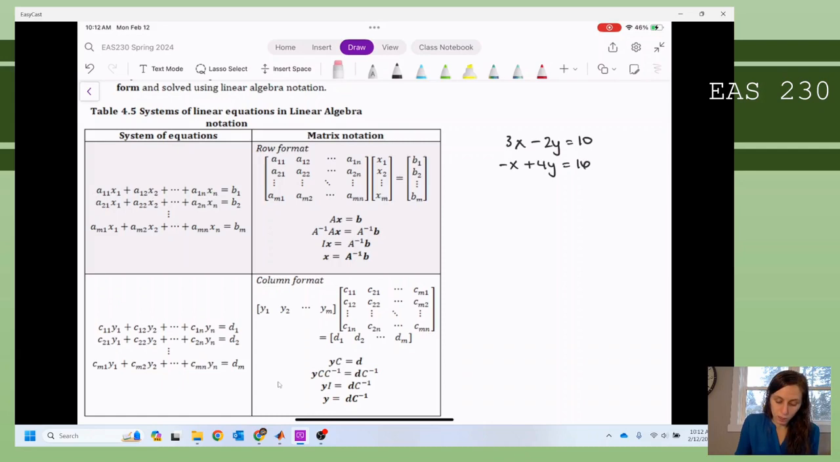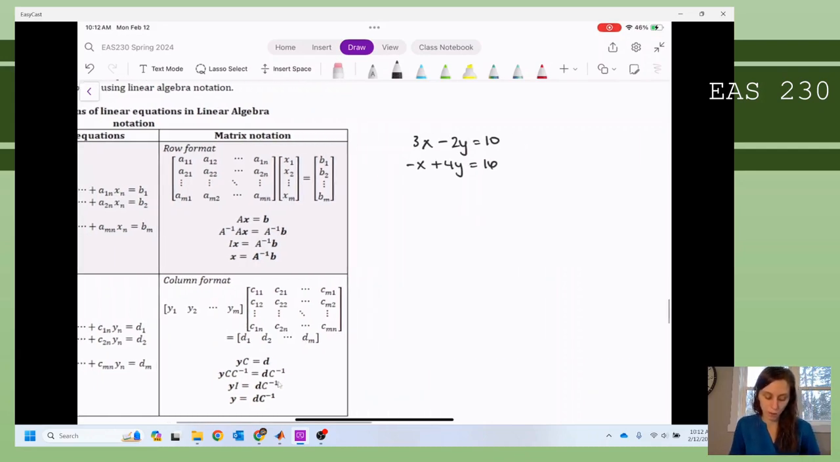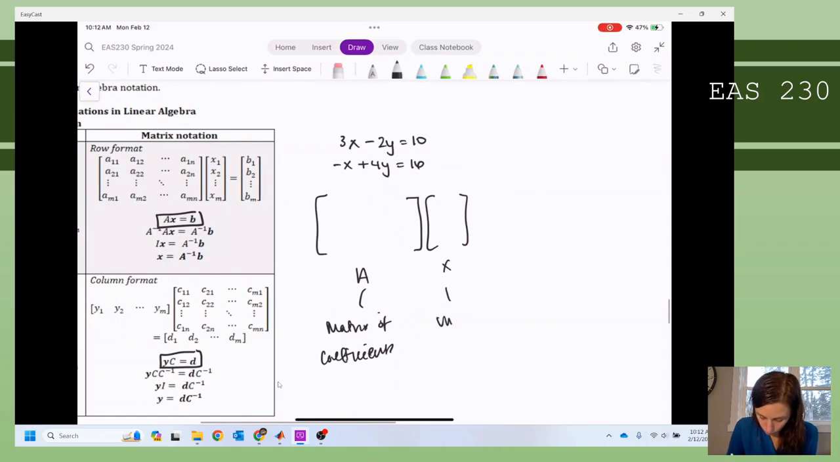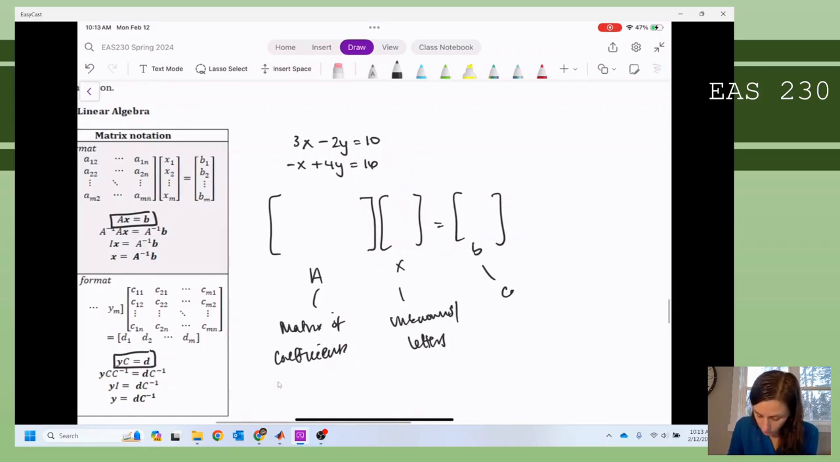If we have this scenario, we can go ahead and write our system of equations in matrix format, where we have AX equals B or YC equals D. These are the same things, they're just transposes of each other. I'm going to focus on AX equals B, where A is our matrix of coefficients. X is our matrix of unknowns. These are our letters in our system: X, Y, X1, X2, X3, etc. And then we have a vector B. B is our vector of constants from our right-hand side.